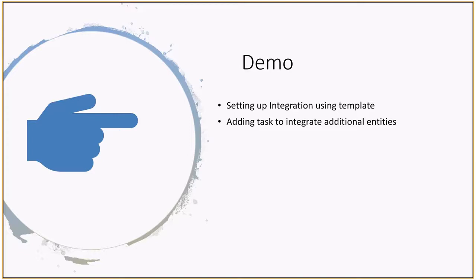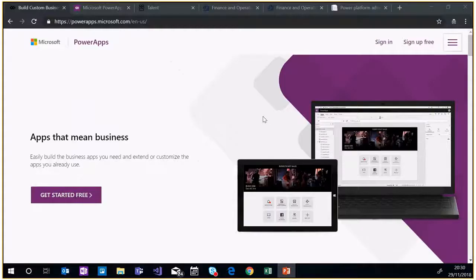All right. As Nilima explained, we have already covered the concepts and it's time to show you a few demos. I want to show you two basic concepts. The first one is how you set up the integration using the standard template that we shipped for the core HR to finance and operations integration. And once we've seen the standard data moving across, I want to show you how much you can extend and customize that template. So without further ado, I'll switch to my browser and we will start with Power Apps.